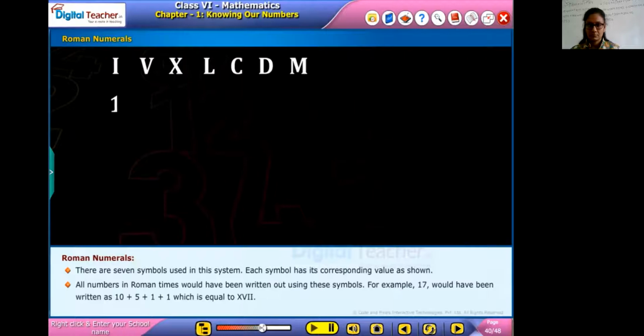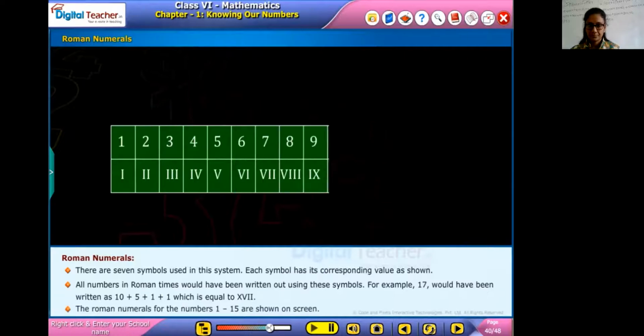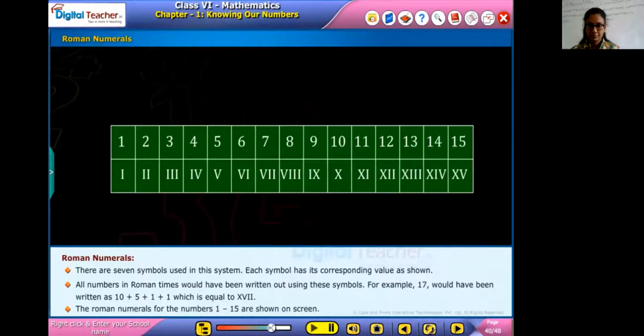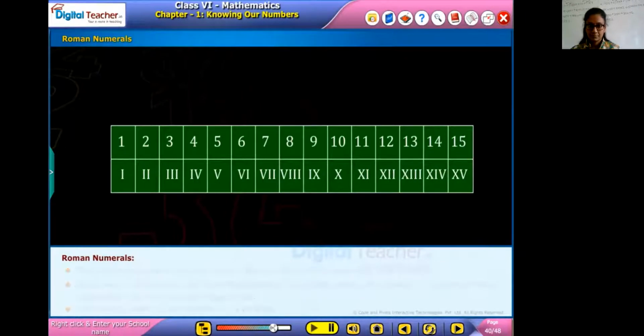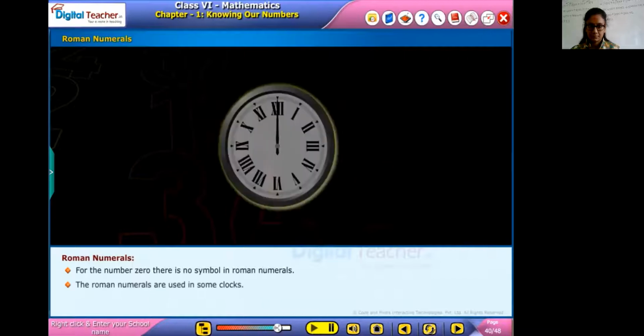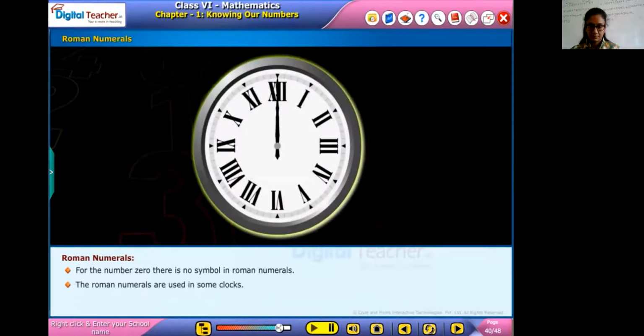For example, 17 would have been written as 10 plus 5 plus 1 plus 1, which is equal to XVII. The Roman numerals for the numbers 1 to 15 are shown on the screen. For the number 0, there is no symbol in Roman numerals. The Roman numerals are used in some clocks.